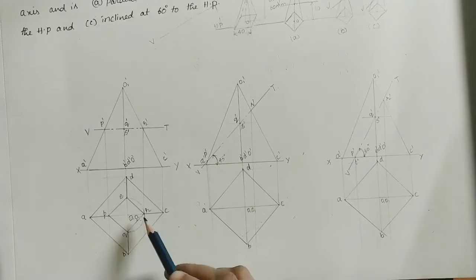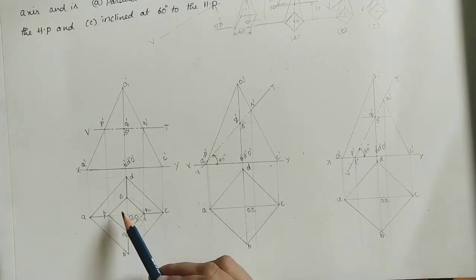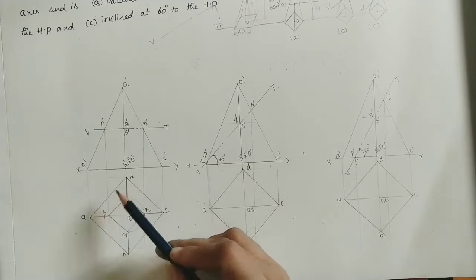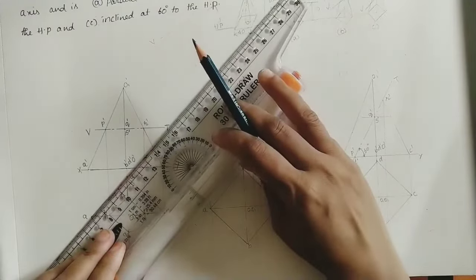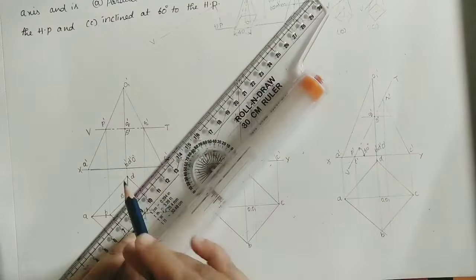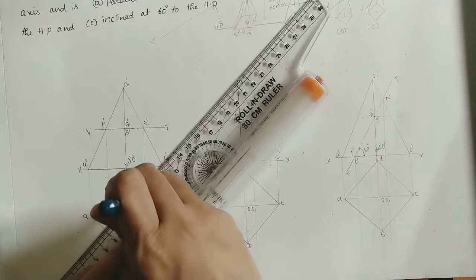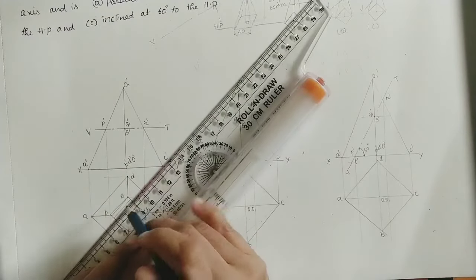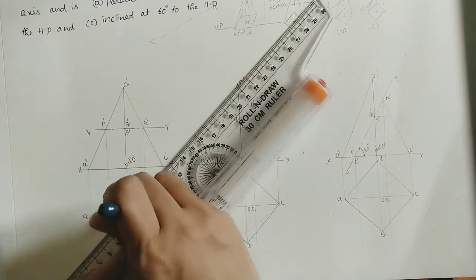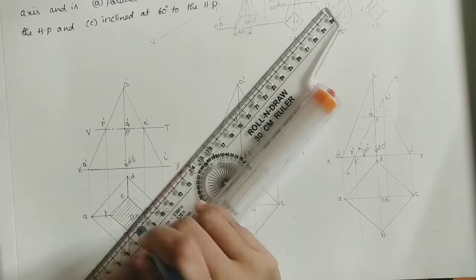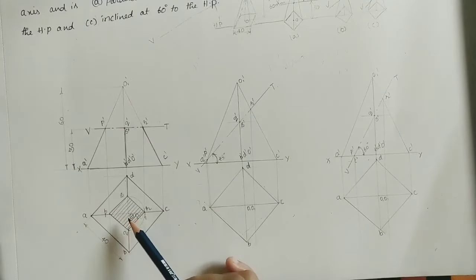Now we got PQRS. Make this section a hashed one. For the hashed section, do the 45 degree lines. So here we already took this 45 degree line. Take this as the reference line. At equal distance, do the lines. So this is the sectional top view.